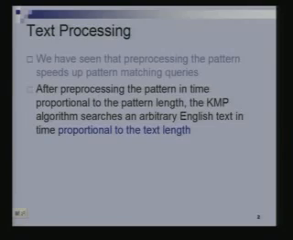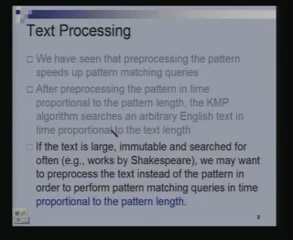So after processing the pattern in time proportional to the length of the pattern, the Knuth-Morris-Pratt algorithm searches an arbitrary text in time proportional to the length of the text. Right? Now, if the text is very large, this is not a very good situation to have. So I have a very large piece of text which doesn't change, and I am searching for patterns in that text. So every time I search for a small pattern, if I am going to spend time proportional to the size of the text, that's a lot of time. Say you have the collected works of Shakespeare in which you want to search for Veronica, and you are going to spend time proportional to the size of the text, which is very huge.